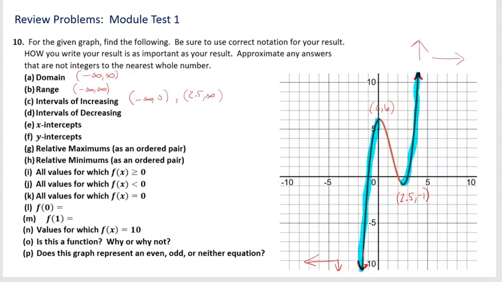Intervals of decreasing, that's that piece in the middle. So this is falling from left to right. Again, I only use the x values. You've got to stop yourself every time and remind yourself you're only using x values when you answer these three questions. So x values 0 to 2.5, and that is the only interval of decreasing. Okay, and again, I'm not going to approximate to integers for the nearest whole number because I just don't want to. I'm going to leave that as 2.5. But on the test, I'll make sure they're nice whole numbers for you, okay?